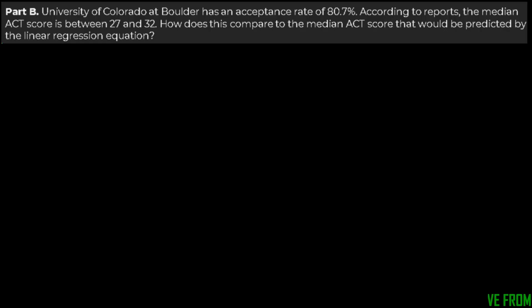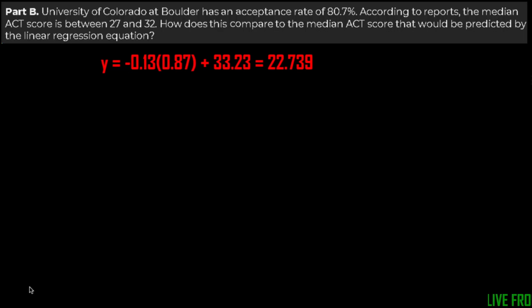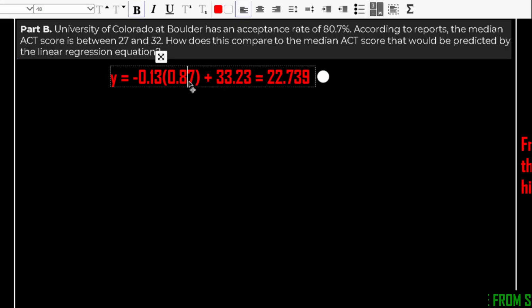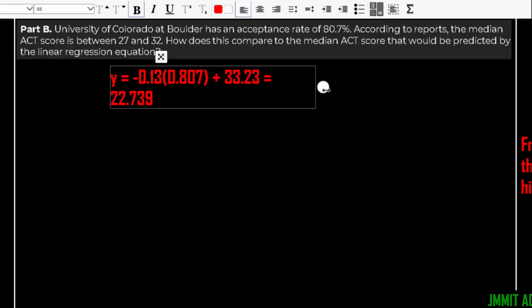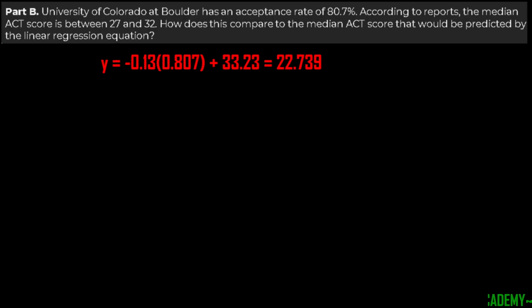Then for part B, it says the University of Colorado at Boulder has an acceptance rate of 80.7%. According to the reports, the median ACT score is between 27 and 32. How does this compare to the median ACT score that would be predicted by the linear regression equation? So what we can do is take that value and plug it into our calculator. We're going to say y equals negative 0.13 times 0.807, and we're going to add 33.23 to it, and we get our value here.